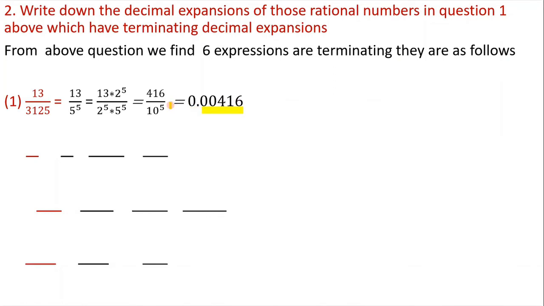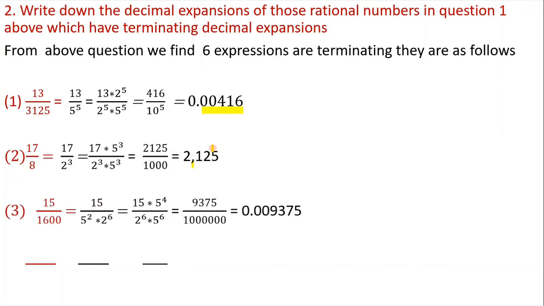Okay, right. Second, 17 divided by 8. So 8 can be represented as 2 cube in prime factors. So 17 divided by 2 cube. In order to balance this equation, I want to multiply 17 by 5 cube over 2 cube into 5 cube. Now I am getting 17 into 5 cube as 2125 divided by 10 cube, that is 1000. So again 2125 divided by 1000, which is equal to 2.125.